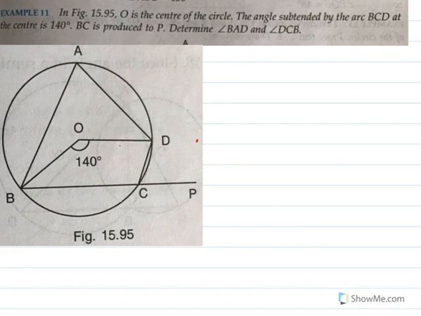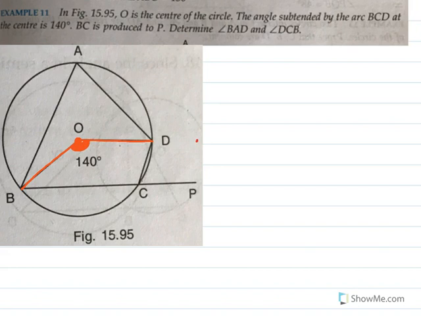Okay, now for this sum we need to find angle A, and we also have to find angle C. We start from 140. 140 is the central angle, the angle at the center. So we go to the arc now. So angle BOD is 140, the angle at the center.